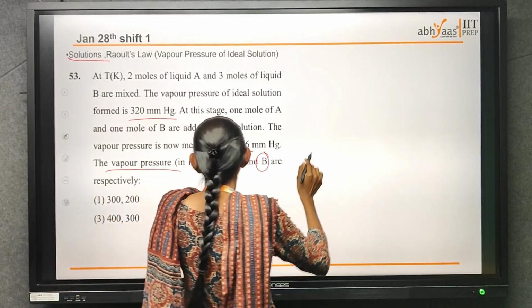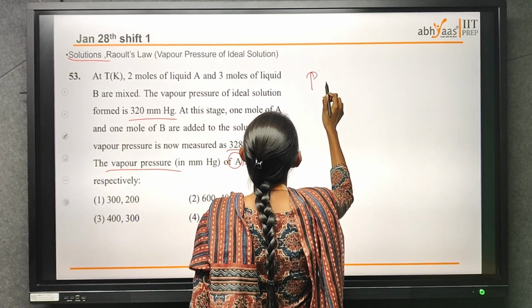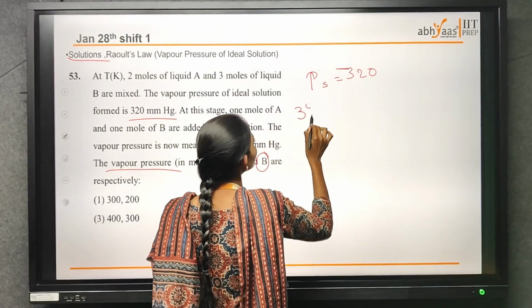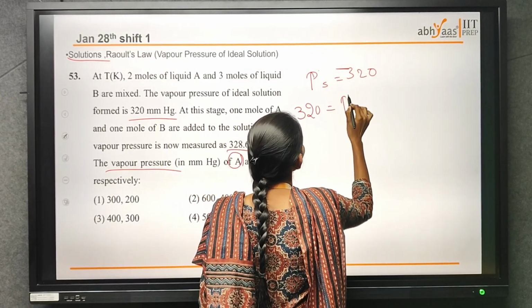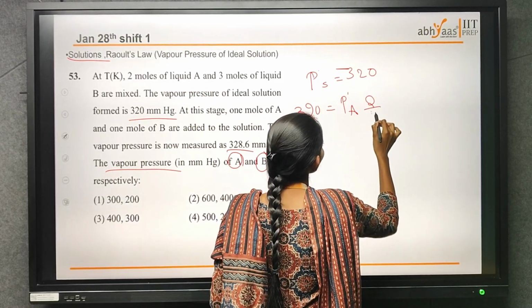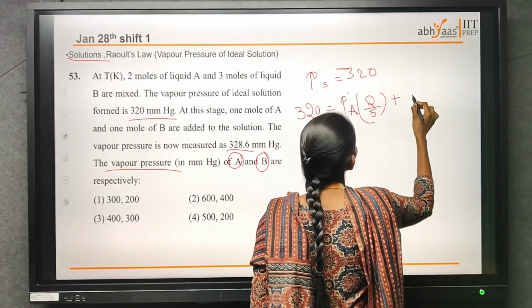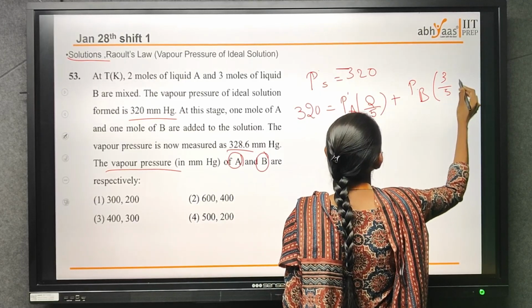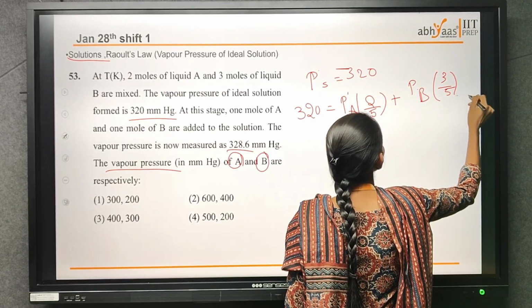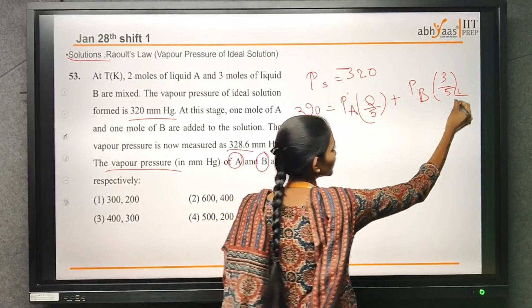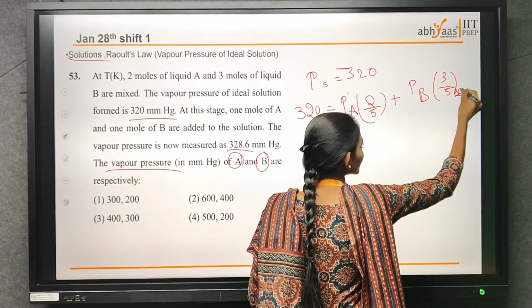If you see the formula here, we have P naught, as they have given 320, right? If you apply that, 320 equals P naught A times mole fraction 2 by 5 plus P naught B times mole fraction 3 by 5. This is your first equation, right? So I am keeping it here as the first equation.